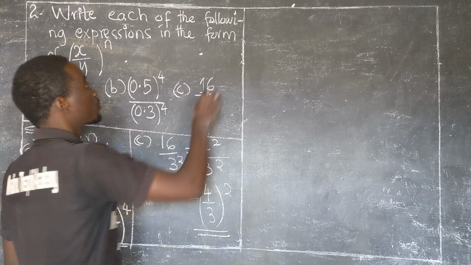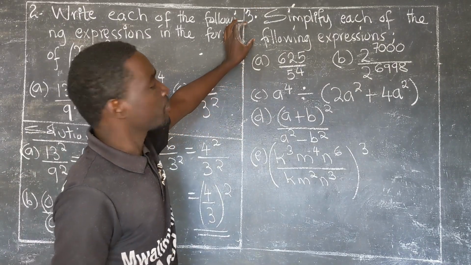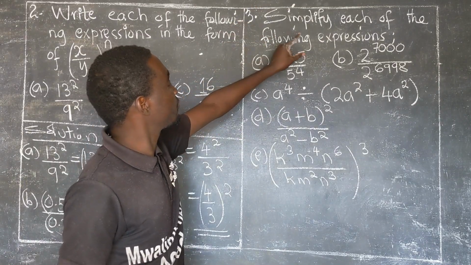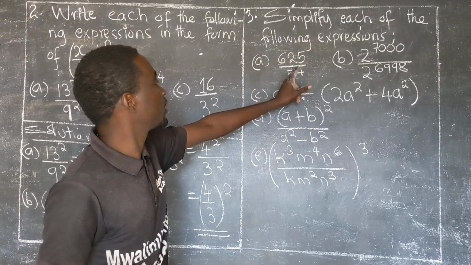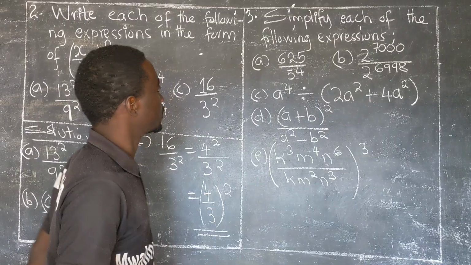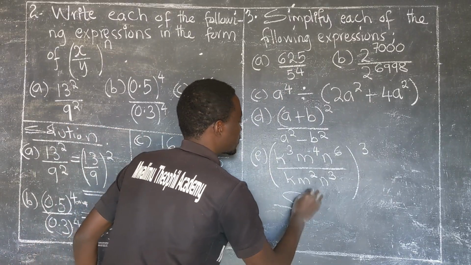After that, let's go to example 3. Okay, this is example 3. It states: simplify each of the following expressions. A, 625 divided by 5 raised to exponent 4, up to E. Let's see the solution for this.